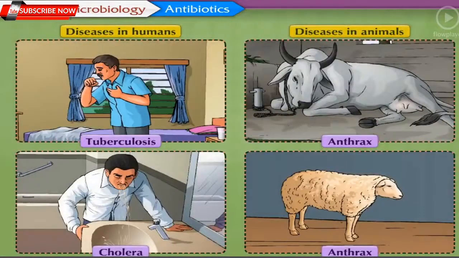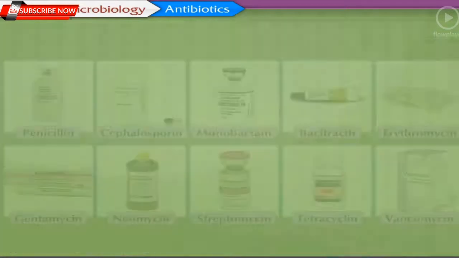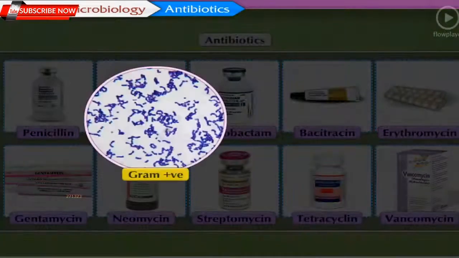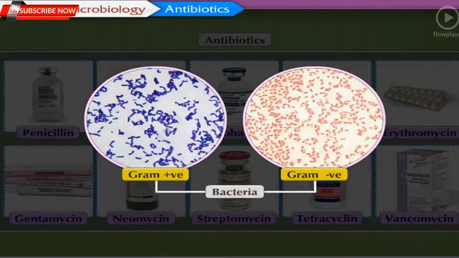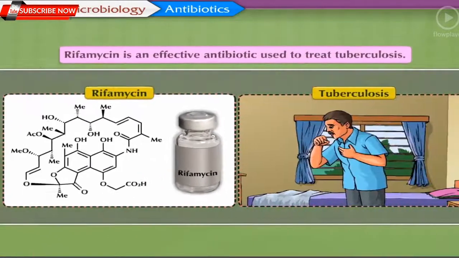Many diseases of humans and other animals have been controlled due to antibiotics obtained from different types of bacteria and fungi. Antibiotics like penicillin, cephalosporins, monobactam, bacitracin, erythromycin, gentamicin, neomycin, streptomycin, tetracycline, vancomycin, etc. are used against various strains of gram-positive and gram-negative bacteria. Rifamycin is an effective antibiotic used to treat tuberculosis.